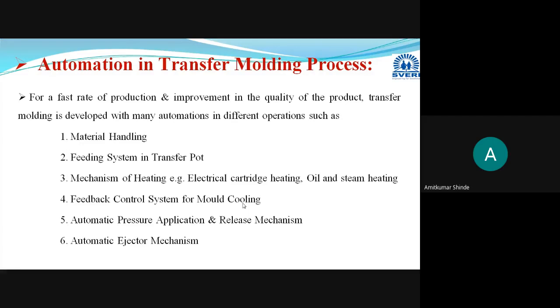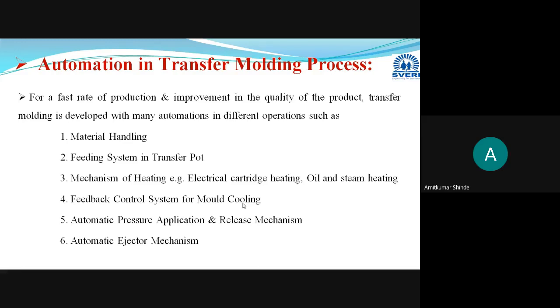Then in the next stage, we are doing the heating. Mold heating is done. For mold heating, we can use heating mechanisms having certain automations. Here we can use electrical cartridge heating or oil or steam heating. Then in the mold cooling process, we can use a feedback control system, where changes can be made automatically as per the feedback. These types of automations can be done. Then for application of the pressure through the plunger, and to release that pressure, we can do some automations there also.